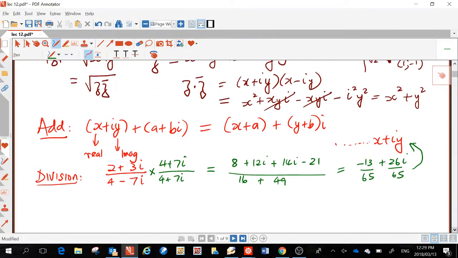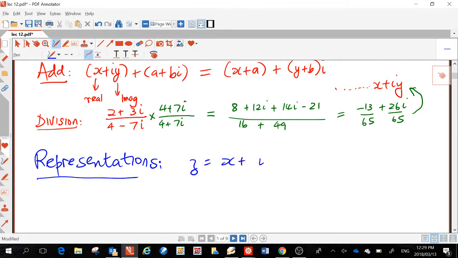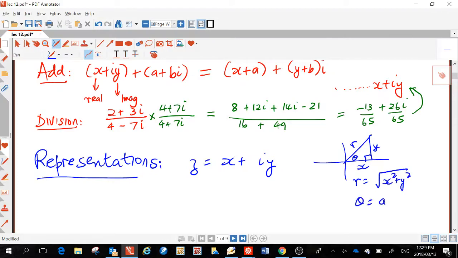Now, there are some different representations of complex numbers. The form I gave you so far, z equals x plus iy, is a popular form. As I said, it generates an angle and a radius. So that's y, x, it generates an angle there and a radius. The radius, of course, is the square root of x squared plus y squared. It's the standard Pythagoras theorem. The angle is arctan of y over x.